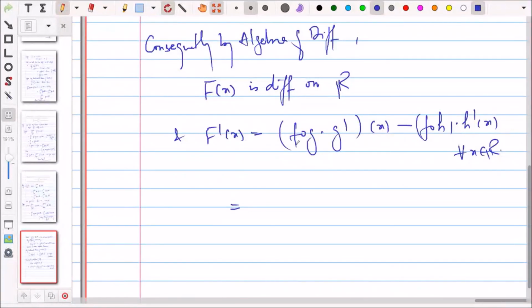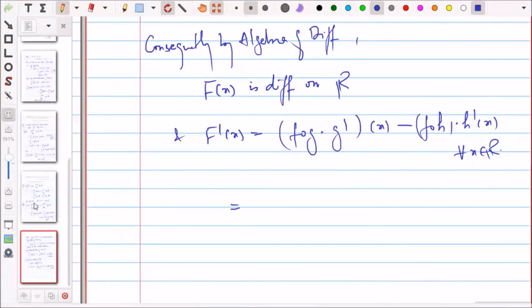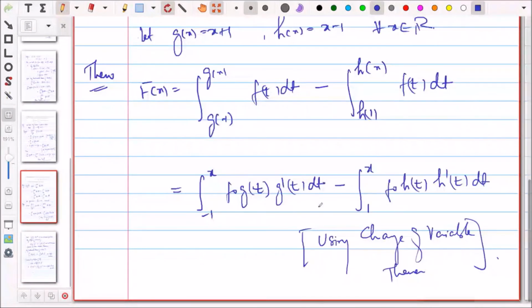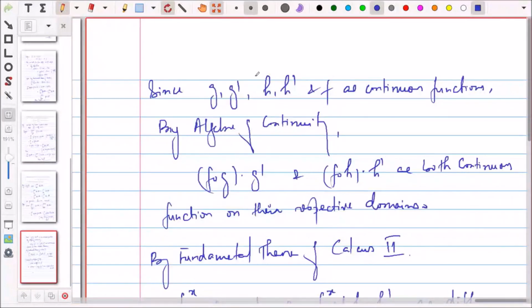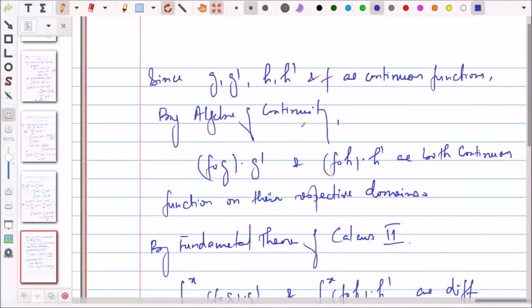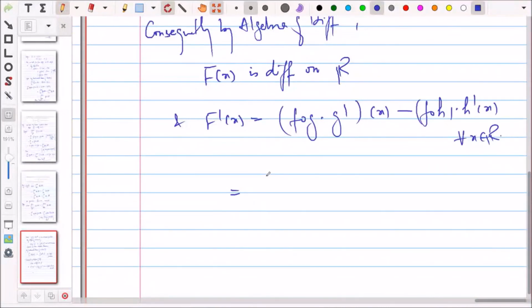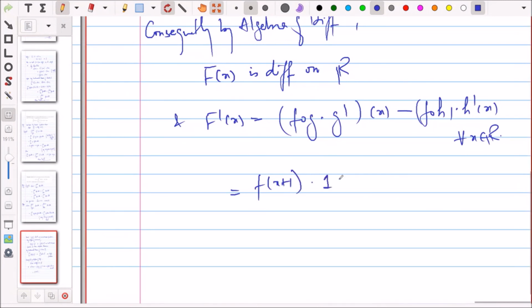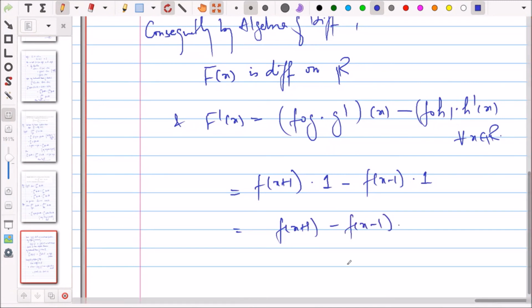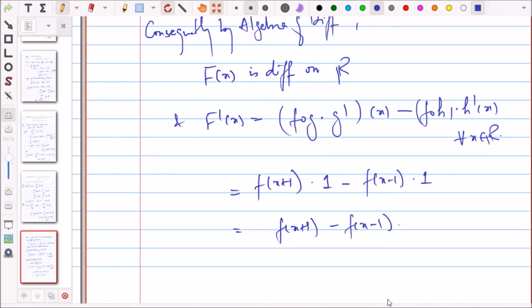So which is nothing but, what is this? f of g, or we could have put the values here and simplified one step further, or applied change of variable here and simplified, then this g' and h' wouldn't remain because they become 1. You can put the values, so this becomes f(x plus 1) times 1 minus f(x minus 1) times 1, which is equal to f(x plus 1) minus f(x minus 1). Hence the question. Is it fine, everyone?